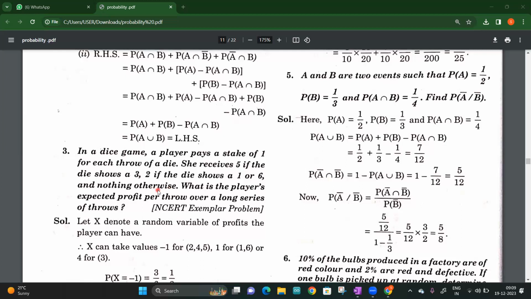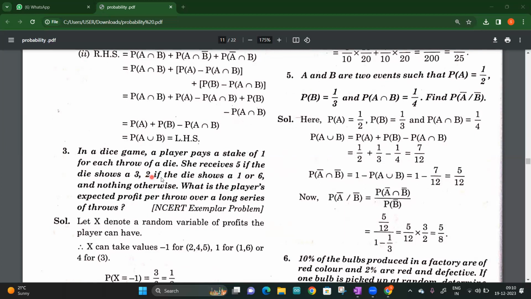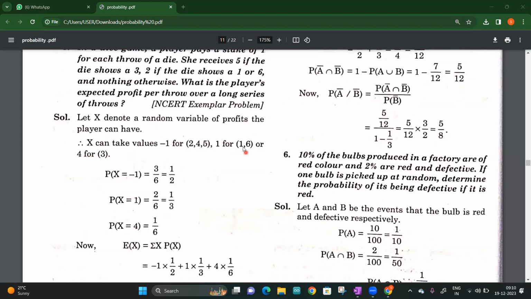Otherwise means, what are the events he mentioned for prize money? He mentioned the prize money: 5 rupees she receives, if the die shows a 3. Actually, she invested 1 rupee already, so if the die shows 3, the profit is 4 rupees. And she gets 2 rupees if the die shows either 1 or 6, but she is getting only 1 rupee profit. Why? Actually she is getting 2 rupees, but already she invested 1 rupee, so the profit will be 1.